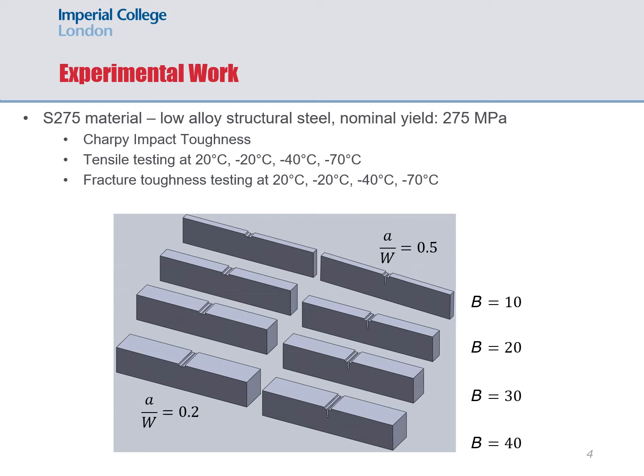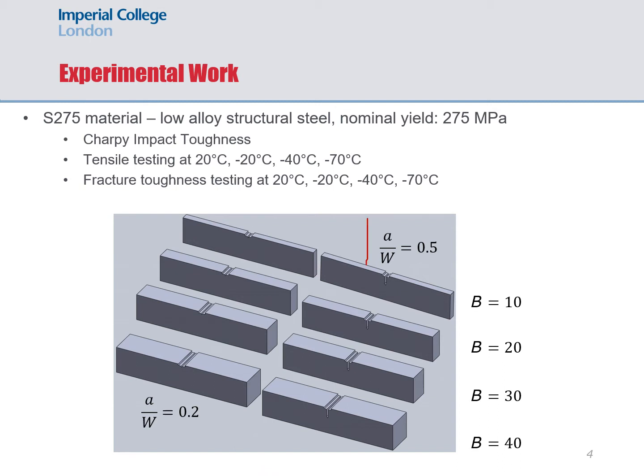In this work, 3 different types of testing were conducted. Charpy impact toughness to identify the transition region of the material and estimate a T0 value. Tensile testing was conducted at each of the test temperatures listed here, and that was to define mechanical properties. And of course then fracture toughness testing was also conducted at the temperatures listed here for a number of different constraint parameters. Now, the in-plane constraint in our case was modified by using 2 different a/W ratios.